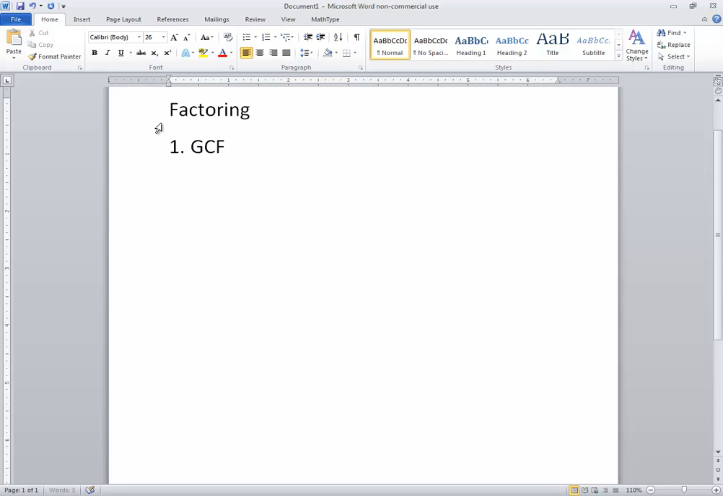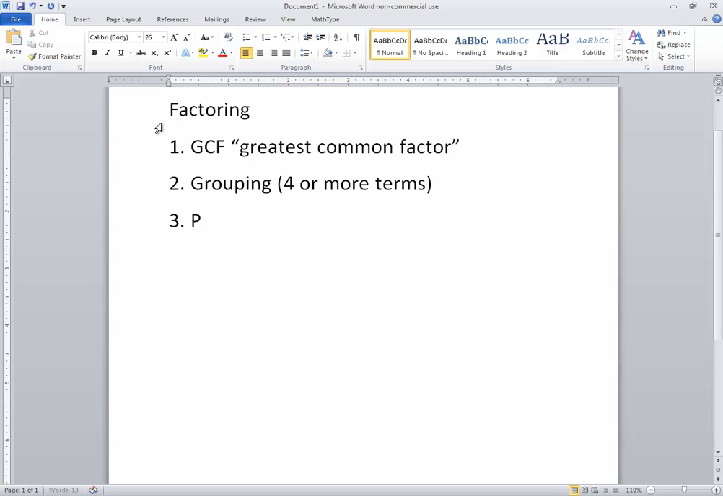Our first method is GCF, and that stands for greatest common factor. Our second method will be grouping, and this is used when you got 4 or more terms. Our third method is PSD, and that's when you got the form x squared plus bx plus c. The fourth method is the key number, and that's when you got the form ax squared plus bx plus c.